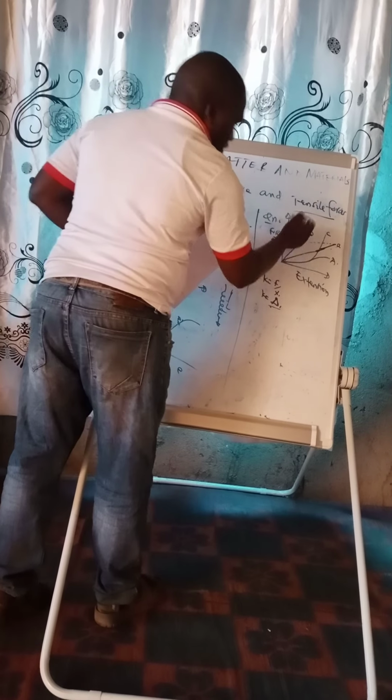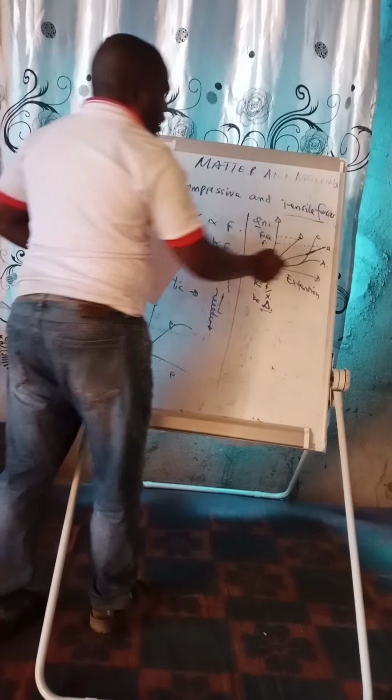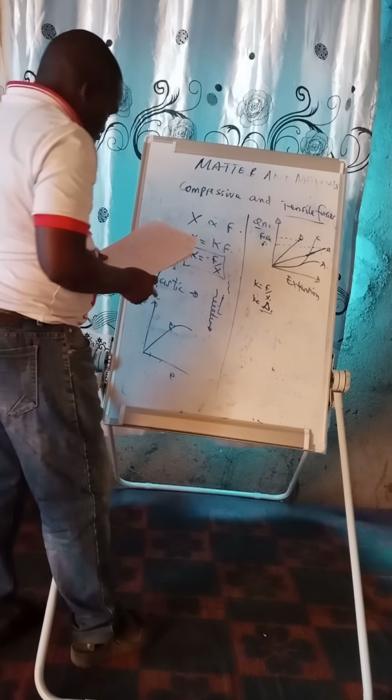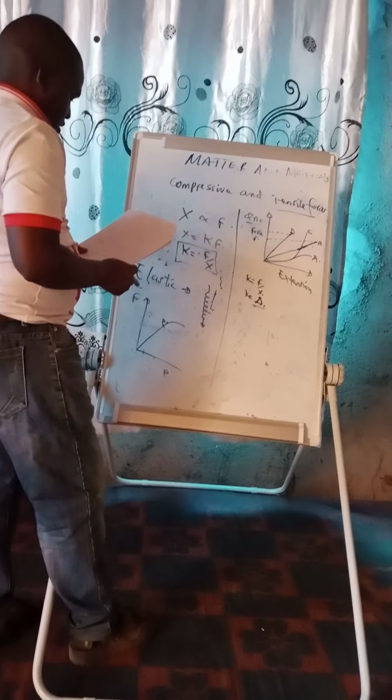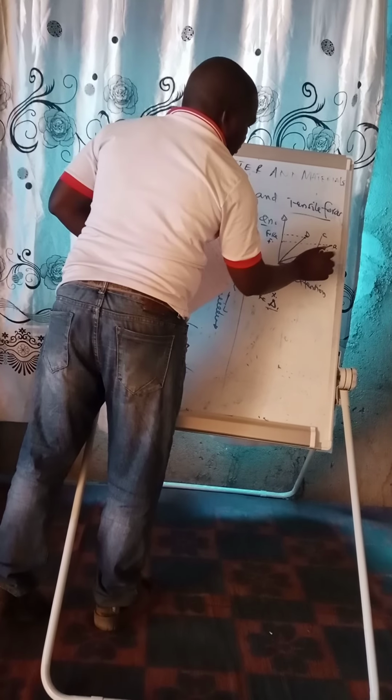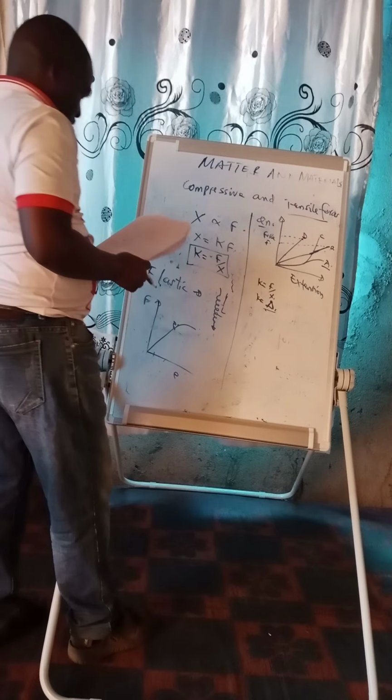Because see, this is a curve. It means the gradient is changing. And state which is the least steep. It means this is A. A is the least steep.